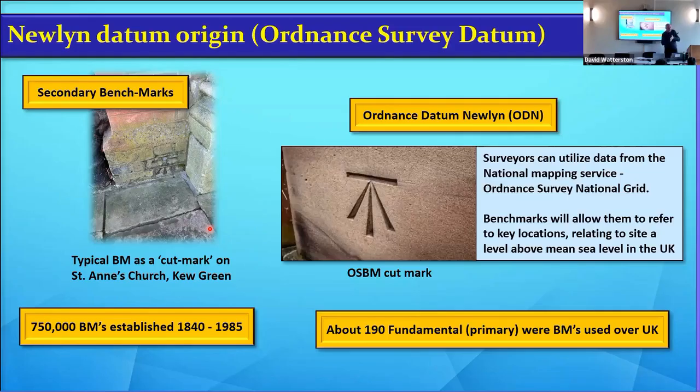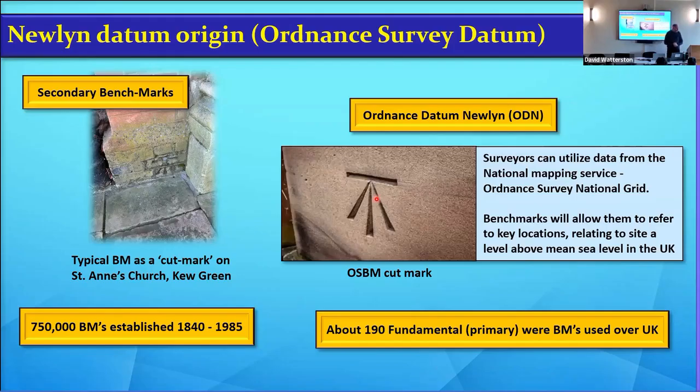And these were metal brackets stuck on the side of the trig pillar. And then from that, they measured the country and put these probably every 100, 200 meters all over the whole country, on churches, on railway bridges, people's houses and whatever. And that one there is the one at St Anne's Church in Kew Green. It looks a bit damaged, it's weather beaten, but it was originally nice and clean and tidy. But it says there are 750,000 Ordnance Survey benchmarks established from 1840 to 1985.